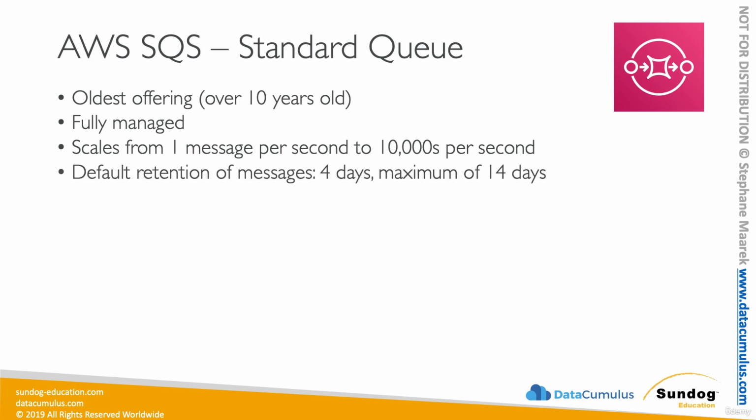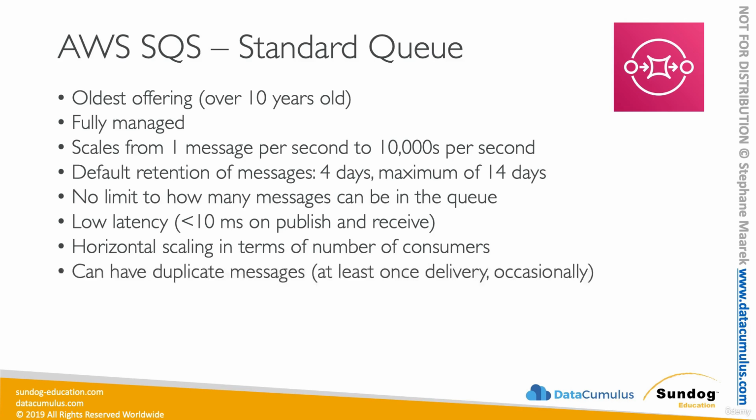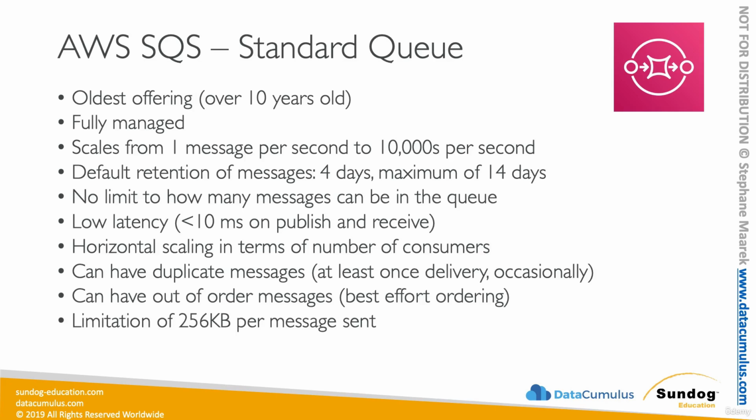The default retention period of a message is 4 days, but you can have a maximum of 14 days if you want. There's no limit to how many messages can be in the queue, and it has extremely low latency, less than 10 milliseconds for each publish and receive API. There is horizontal scaling in terms of number of consumers, so you can scale as many consumers as you want, and you can have duplicate messages at high throughput because you get at-least-once delivery. You can also have out-of-order messages, so it's not as good of an ordering as Kinesis, and there is best-effort ordering being done. Finally, the messages have to be smaller than Kinesis. There's a limitation of 256 kilobytes per message sent, and you need to remember that limit.